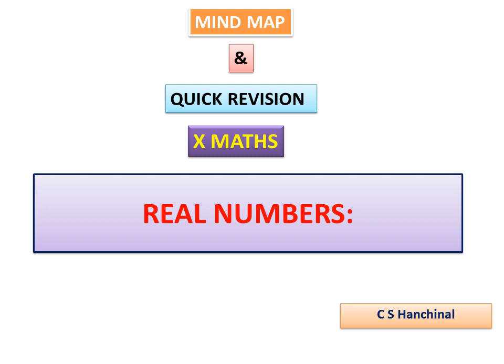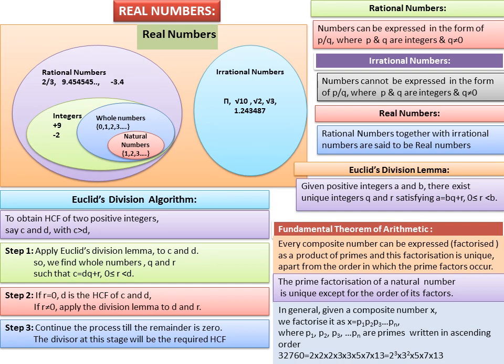Friends, now we shall summarize the chapter Real Numbers of 10th maths. So first, what are real numbers? Real numbers are those which have both rational numbers and irrational numbers together. Broadly, the numbers in the real numbers are classified as rational numbers and irrational numbers.